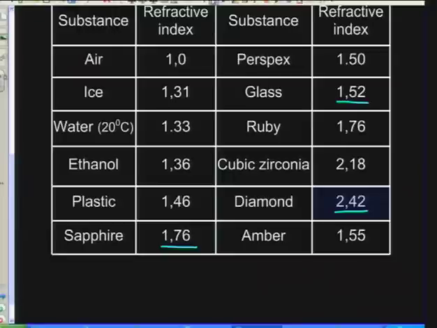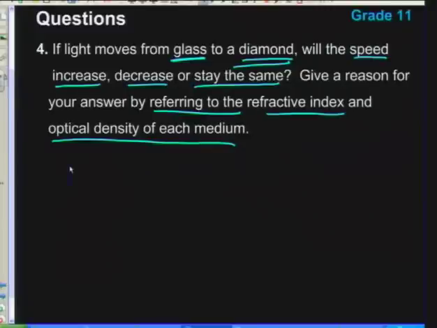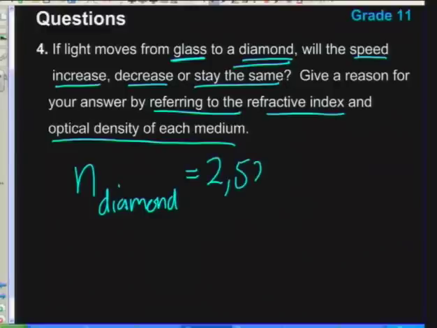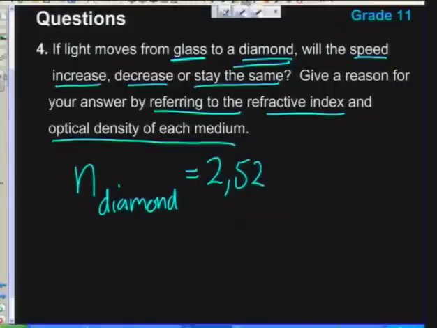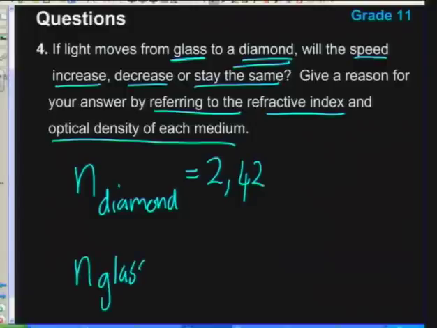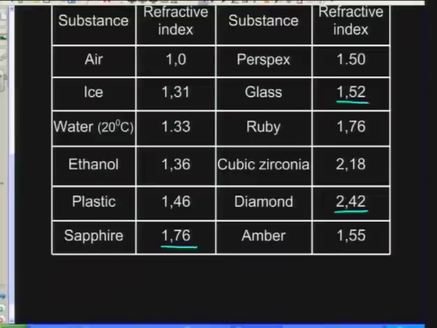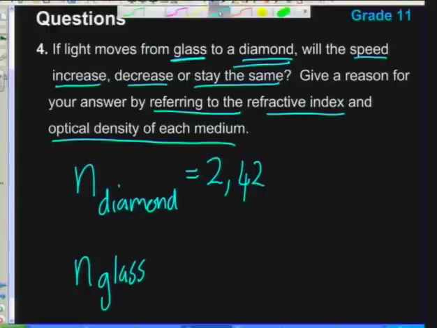So let me write that down. 2.42 for diamond. So refractive index of diamond, okay, let's just check it. 2.42, thank you. I wasn't listening very carefully and didn't remember that. Make sure that you write it down correctly. So diamond is 2.42. What about glass? So we need the refractive index of glass. Check it on the table. And there it is, 1.52. That's where I was making the distinction, 1.52.